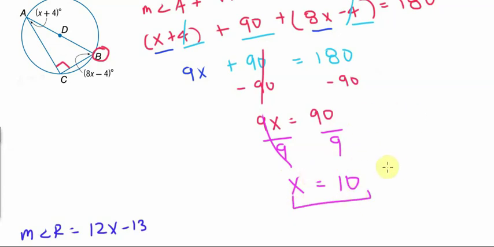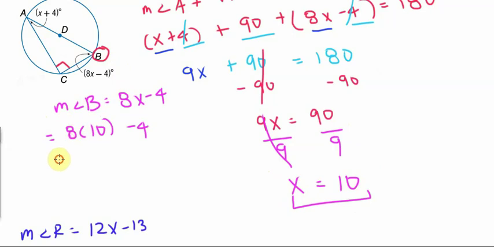So now looking back at the measure of angle B, since I know that x equals 10, if I want to solve for the measure of angle B, I can just substitute in. So 8 times 10 minus 4. 8 times 10 is 80, and so 80 minus 4 is 76. So my answer is 76 for this problem.